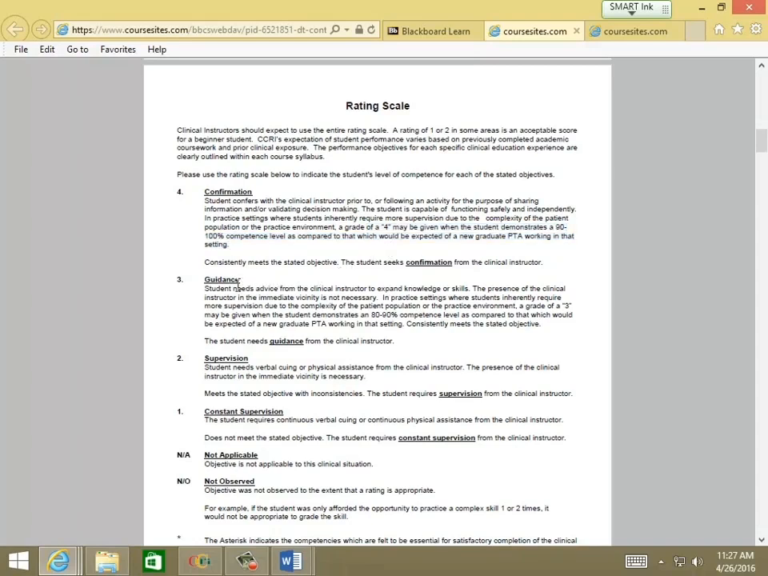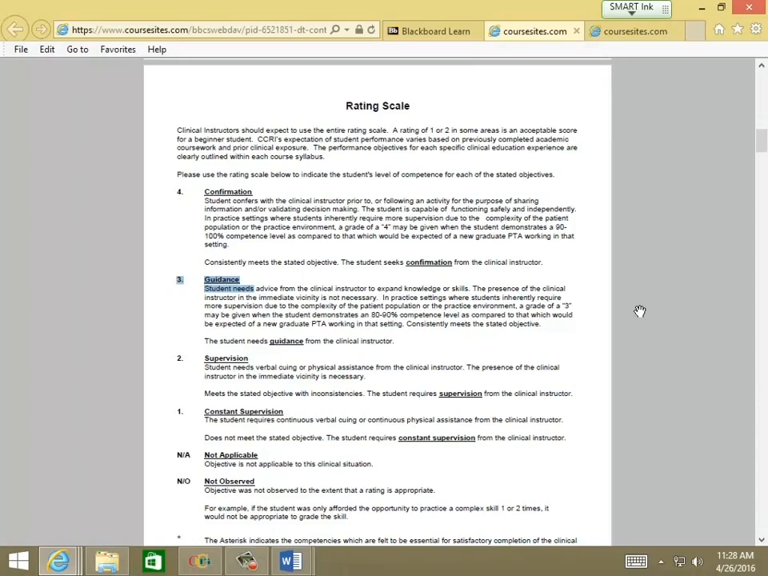A grade of a 3 means that the student needs guidance. So if the student may need to draw on your expertise for planning purposes before they go in to do the treatment, but yet once they get your guidance, you don't need to be physically present during the treatment that they're administering, then a grade of a 3 would be the appropriate score.